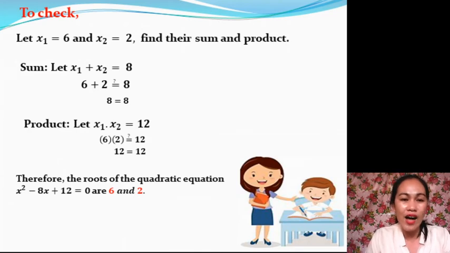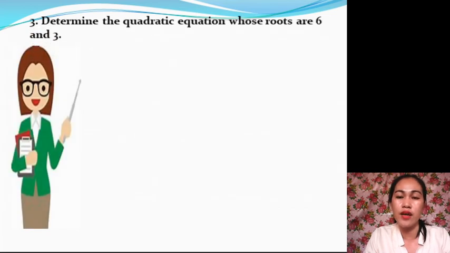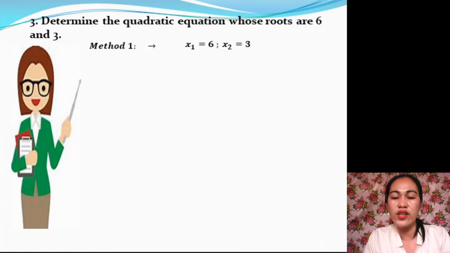Okay, so that's how to determine the roots of quadratic equation using the value of a, b, and c. How about if you are asked to determine the quadratic equation given its roots? Like this example. Determine the quadratic equation whose roots are 6 and 3. So we have two methods. So this is the first method. We know that the first root is 6 and the second root is 3.